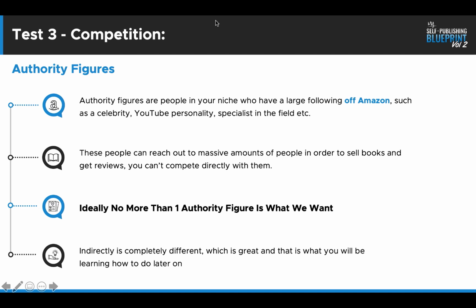Ideally, we do not want more than one authority figure on the first page. And like I said, competing with them indirectly is completely different than going head to head. Dave Ramsey has the Total Money Makeover, Debt is Bad, or whatever the book is. You coming out with the same book, there's no way you're going to compete with him. But coming out with a book about getting rid of debt is totally okay if you're coming at it from a different point of view or a different angle than Dave Ramsey.